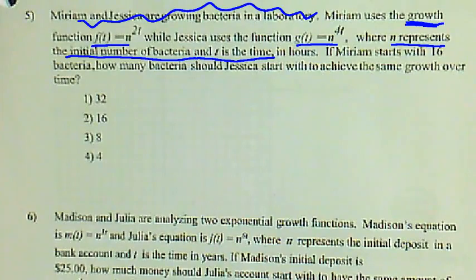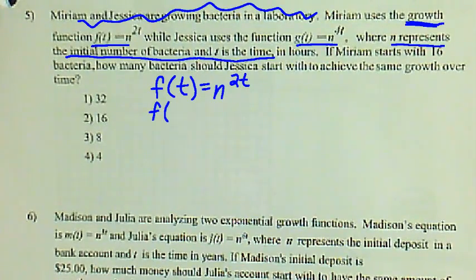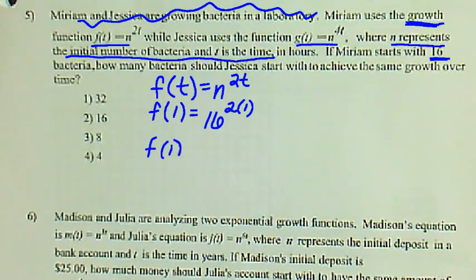All right, so what we're going to do, we have to use Miriam's first. Okay, so this is going to be strictly just algebra. All right, so f of t. So we are saying we're going to make t represent 1. Okay, so n is 16 because they told us that, and then 2 times 1. Okay, so 16 squared is 256.